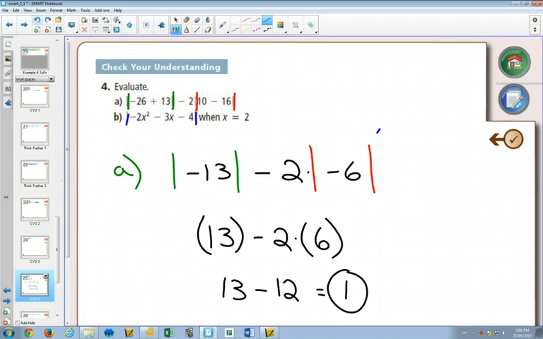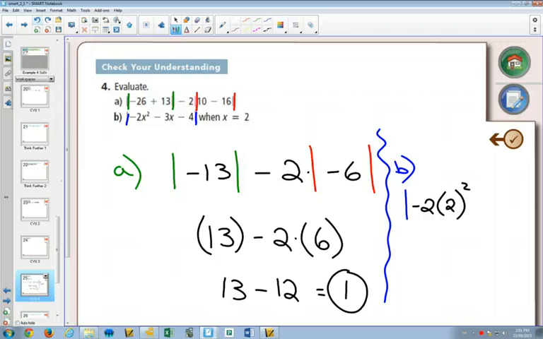And for part B, we want to evaluate when x is equal to 2. So we're going to plug in x equals 2. So we've got negative 2, and then there's an x squared, so it would be 2 squared minus 3 times 2 minus 4. And that's what's inside my absolute value. When you're substituting a number in, again, often it makes sense to put that number in brackets.